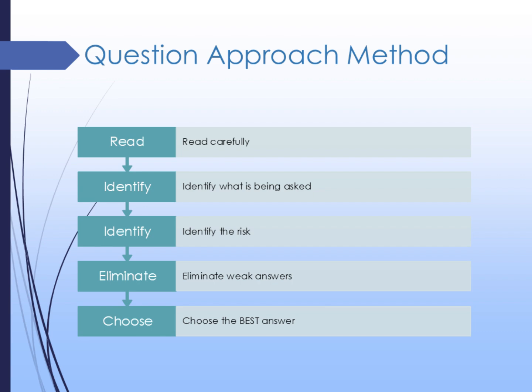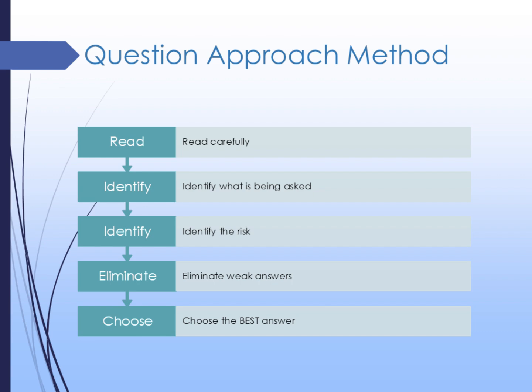the question. The next step is to identify what the question is actually asking. Ask yourself, is it asking for the first action, the root cause, the strongest control, the greatest risk, or the most important governance issue? Once you understand the question itself, the next step is identifying the risk. This is one of the most important parts of the entire exam approach. Before looking for controls or solutions, determine what the actual business risk is within the scenario.